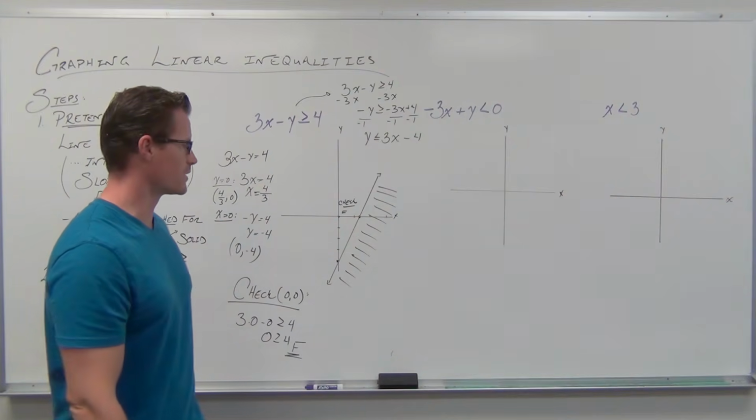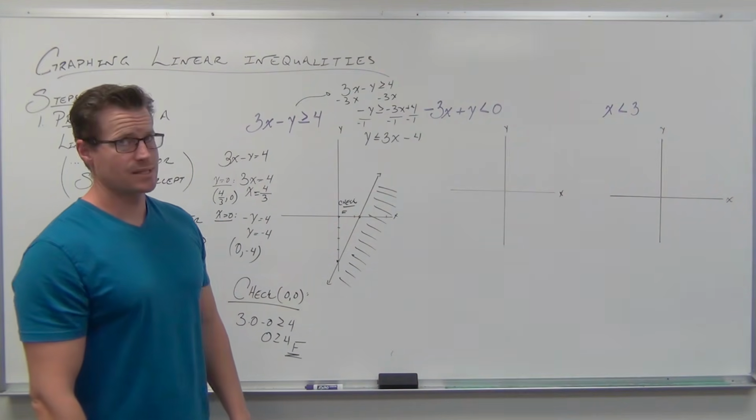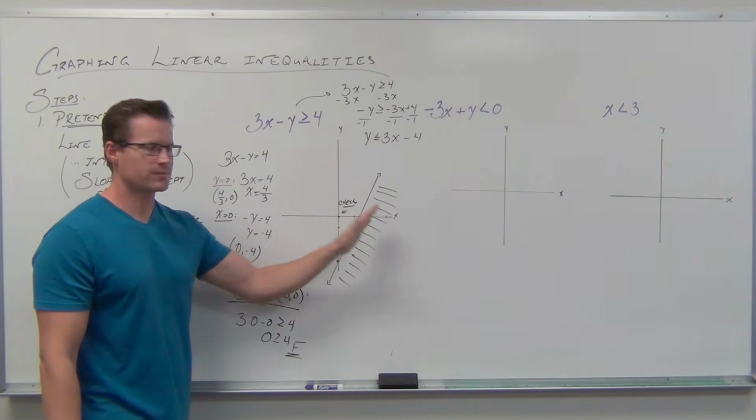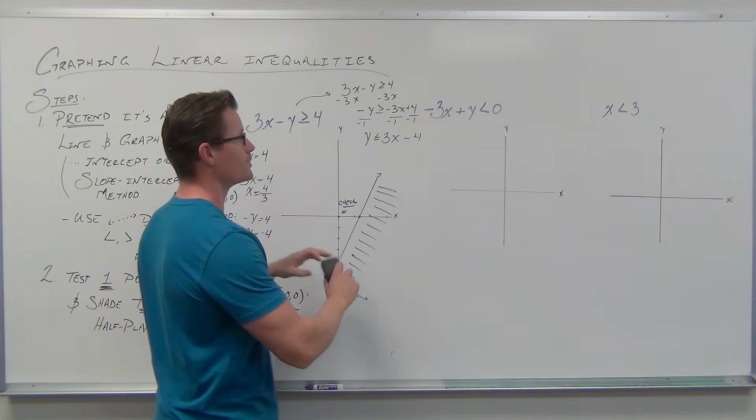I'll show you one more time over here. So let's get to that one. Hope this makes sense. We need the line, solid line, test one point, shade the side of the line that is true.